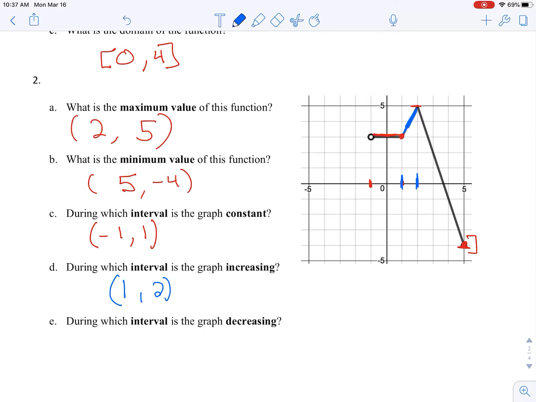E, during which interval is the graph decreasing? Well, the graph, this is getting a little marked up here. The graph is decreasing from here to here. So that for x is from 2 to 5. So 2 is a transition point, but 5 is an endpoint with a solid dot, so it's a bracket.